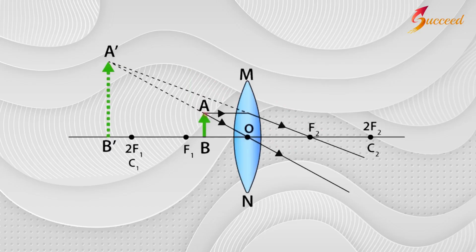Let us place the object between F1 and the optic center O. Now let us consider two rays, one parallel to the principal axis and one passing through the optic center. These lines never meet after refraction, but when projected backwards, they meet behind the lens. So the image is formed on the same side as that of the object. It is virtual, erect and enlarged.